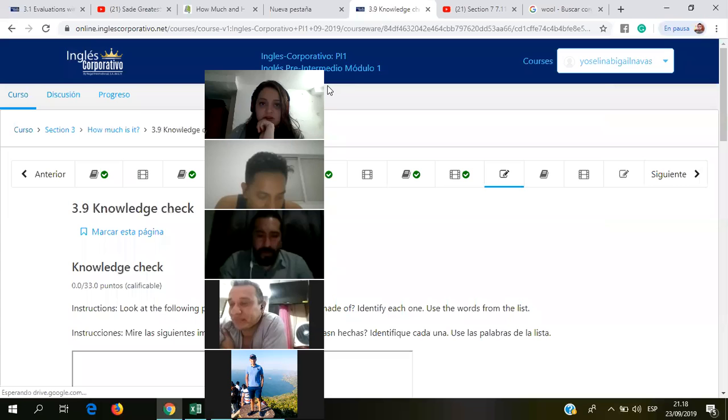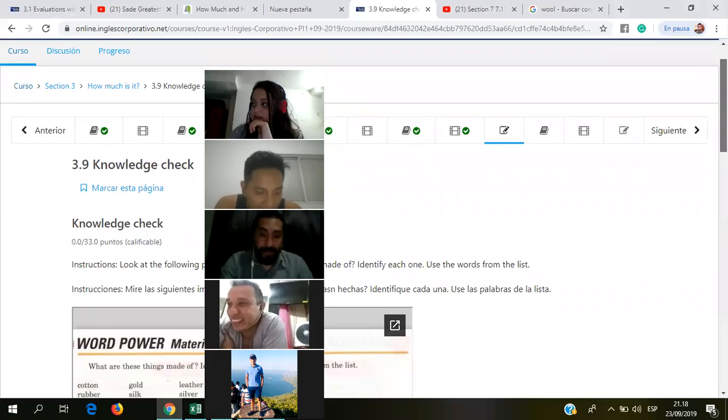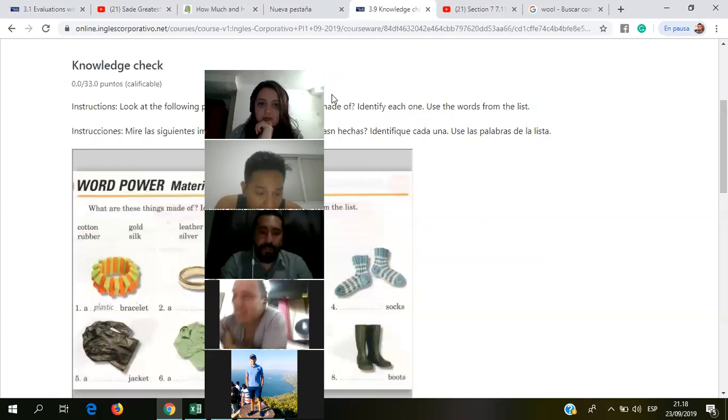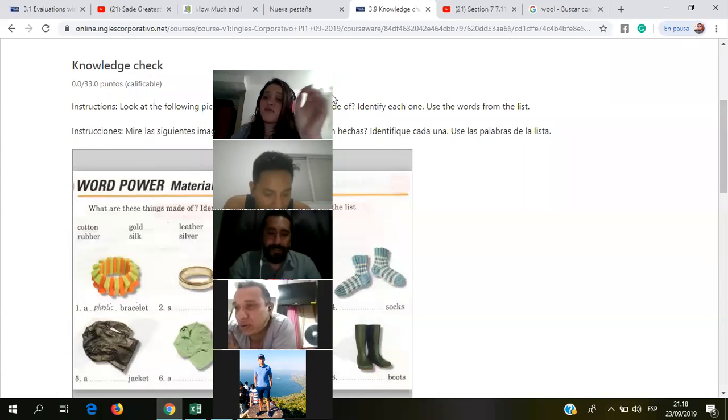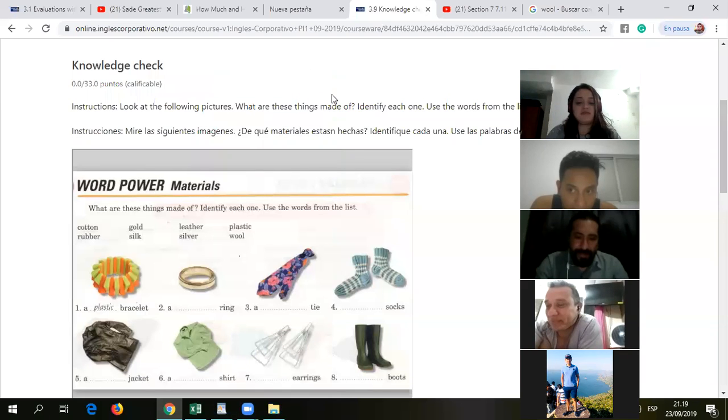It's $235. How much are these? It's $235. Would you like to try them on? Because it's plural: try them on. They are nice. It's plural. Oh, no. That's okay. But thanks anyway. You're welcome.